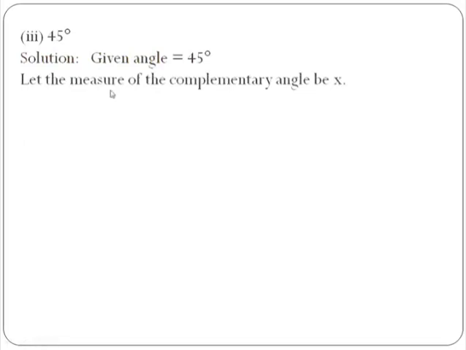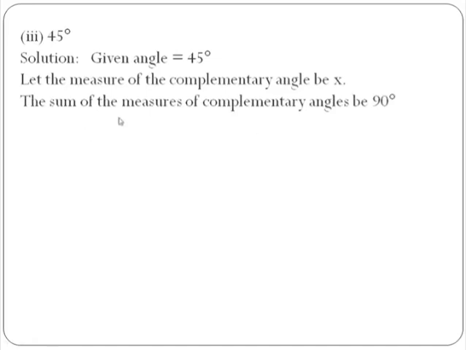Now children, example number 3, 45 degrees. Here again we will repeat the same procedure, that is, first we will write the given part. Given angle is equal to 45 degrees. Then we will consider, let the measure of the complementary angle be x. And then we will write the property. The sum of the measures of complementary angles is 90 degrees. Here we will get the equation 45 plus x is equal to 90.